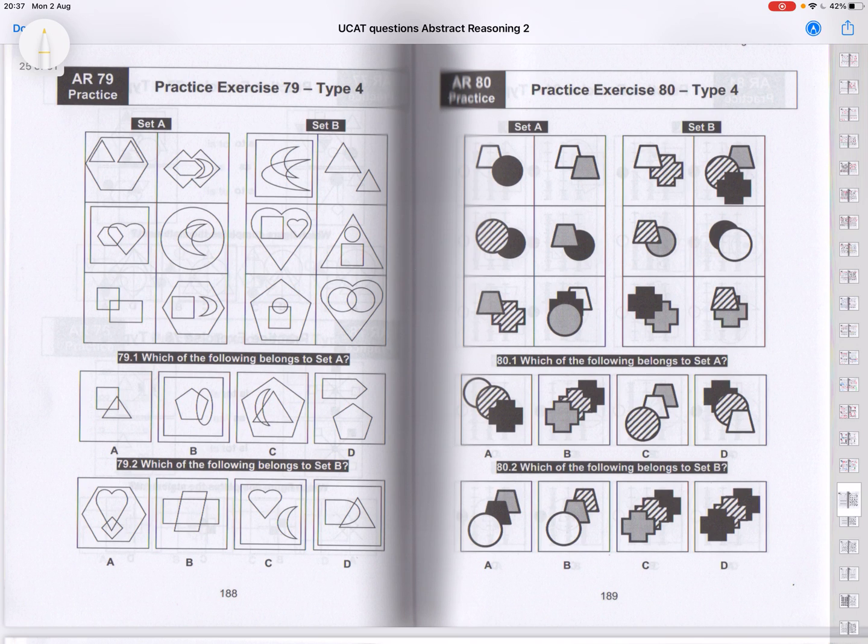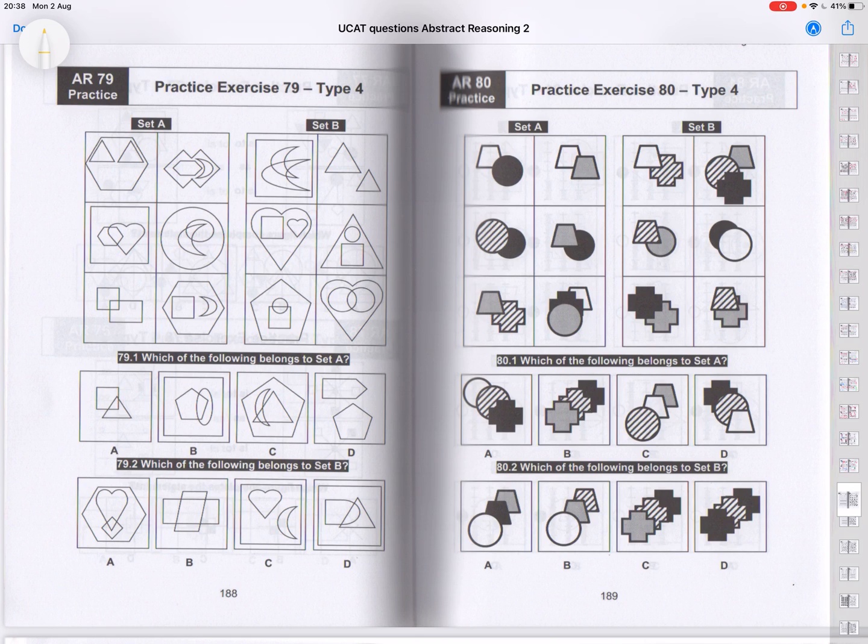So now we're going to have a look at the type 4s, which are much more like the exercises that are the type 1 variety. So if you want to start by having a look at this question, you'll see that in a type 4 exercise, we're back to having set A and set B.